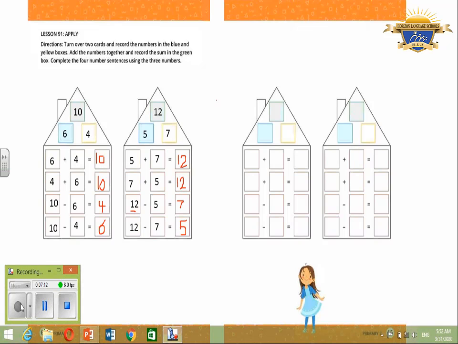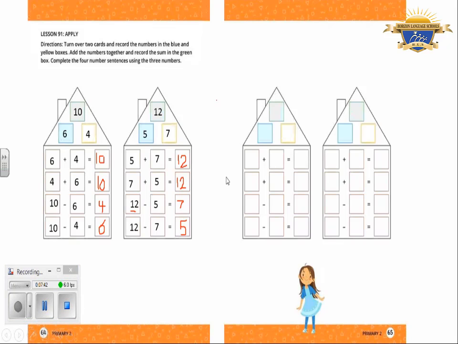So as we said, remember that when we add, it doesn't matter what order we use the numbers, because 5 plus 7 equals 12 and 7 plus 5 also equals 12, but order always matters in subtraction. We always have to start with the biggest number.